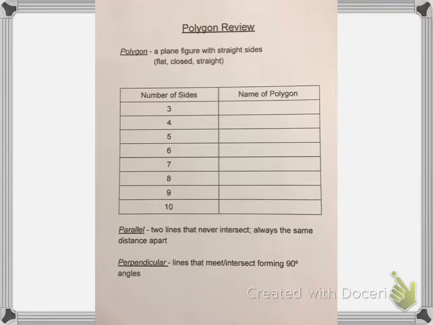Today we're going to talk about polygons. A polygon is a plane figure with straight sides. That just means that it's flat, closed, and straight. So polygons are named by the number of sides that they have. And if you have a three-sided polygon, we all know that that is called a triangle.